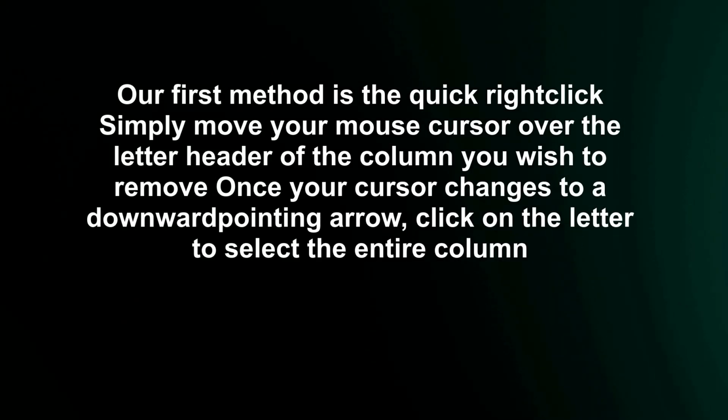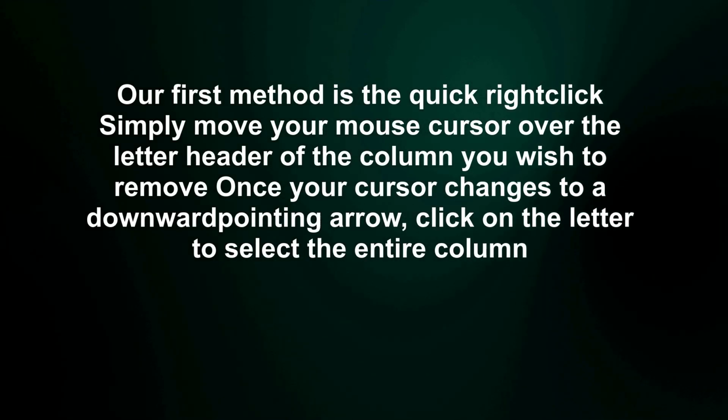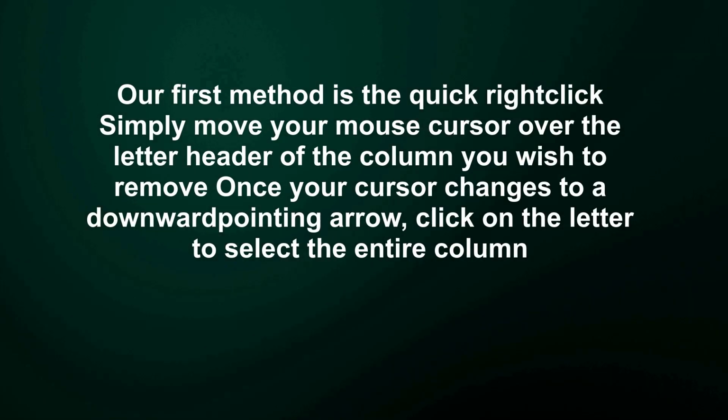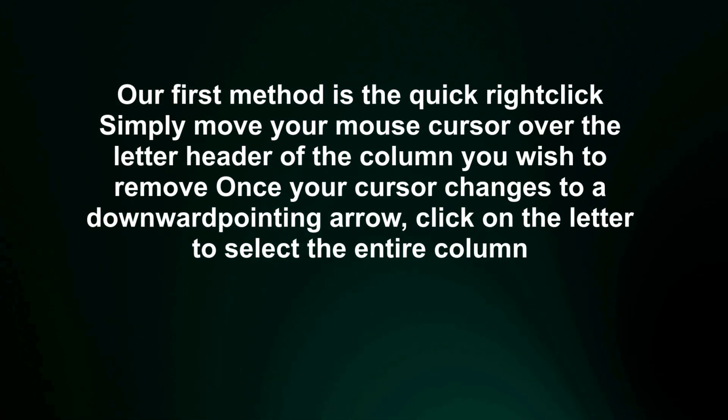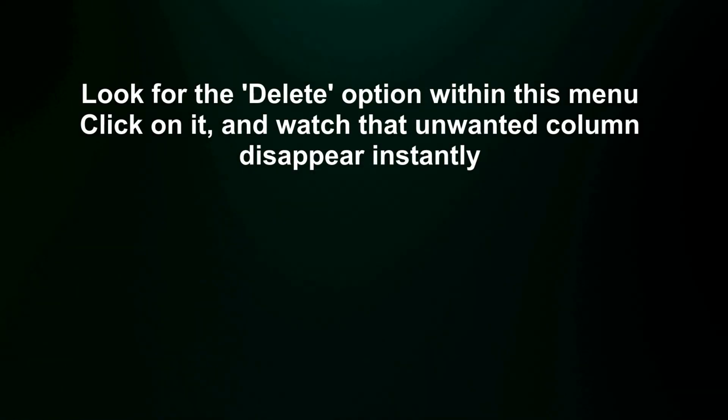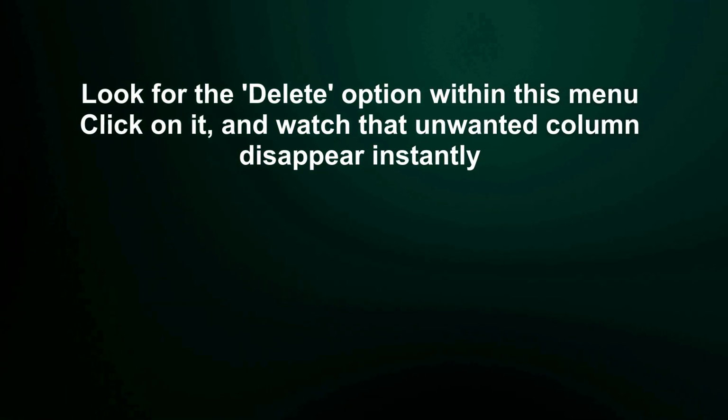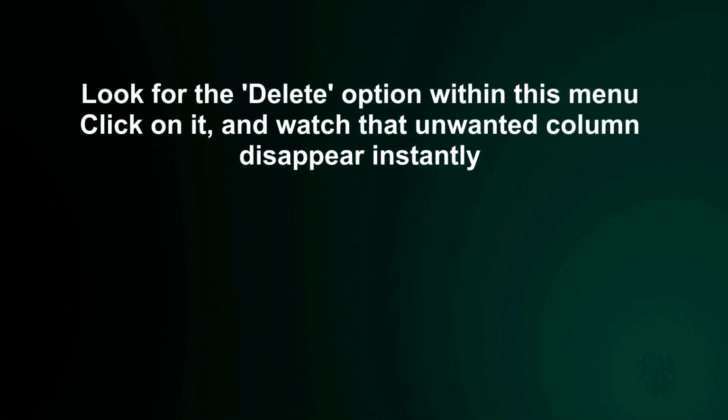Our first method is the quick right-click. Simply move your mouse cursor over the letter header of the column you wish to remove. Once your cursor changes to a downward pointing arrow, click on the letter to select the entire column. Now, with the column still highlighted, right-click anywhere within the selected column. A menu will pop up with a variety of options. Look for the Delete option within this menu, click on it, and watch that unwanted column disappear instantly. There you have it, a swift and simple way to clean up your data.